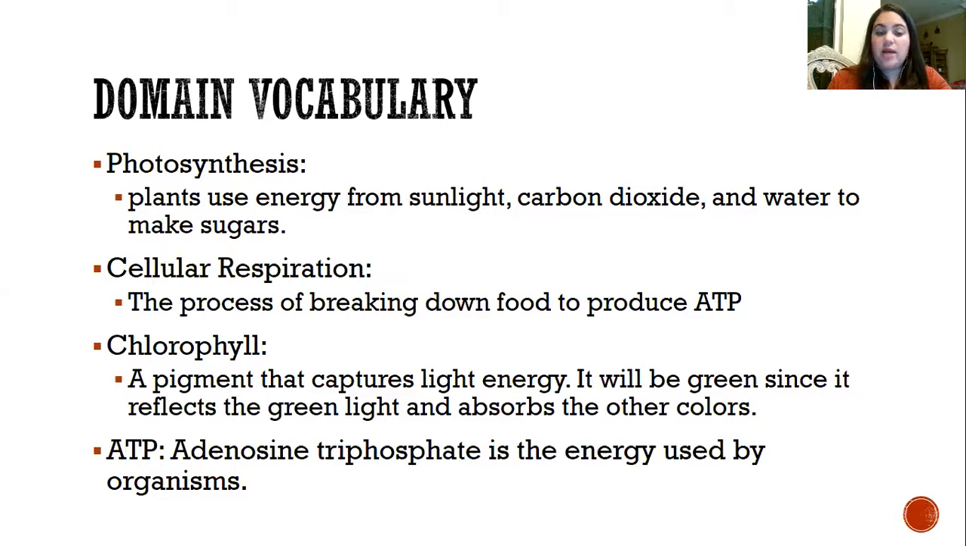Chlorophyll is a pigment that captures light energy. It will be green since it reflects the green light. When we talked about waves and light, we know that whatever color we see is being reflected, while all the other colors are absorbed. For example, I have this red heart. The reason it's red is because it has a pigment that reflects the red color, so you are seeing the red, and it is absorbing every other color in that cloth. And then we went over ATP.